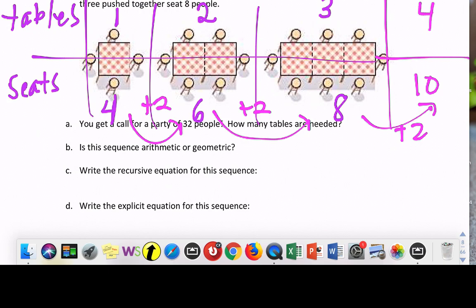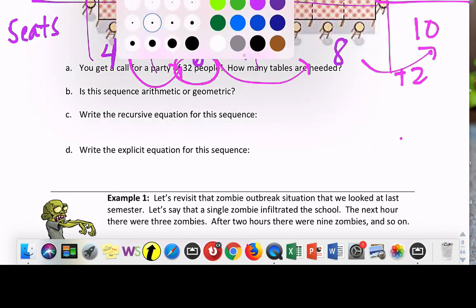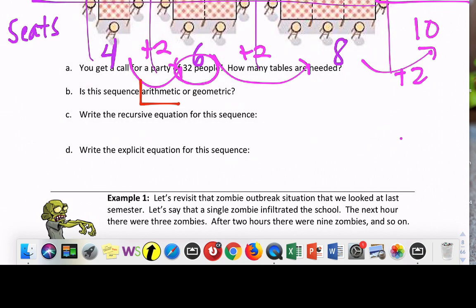So you get a call for a party of 32 people. How many seats are needed? Well, I'm going to go back to that. First, I'm going to answer the following questions. This is arithmetic because we're adding 2 each time. So arithmetic. Write the recursive rule.